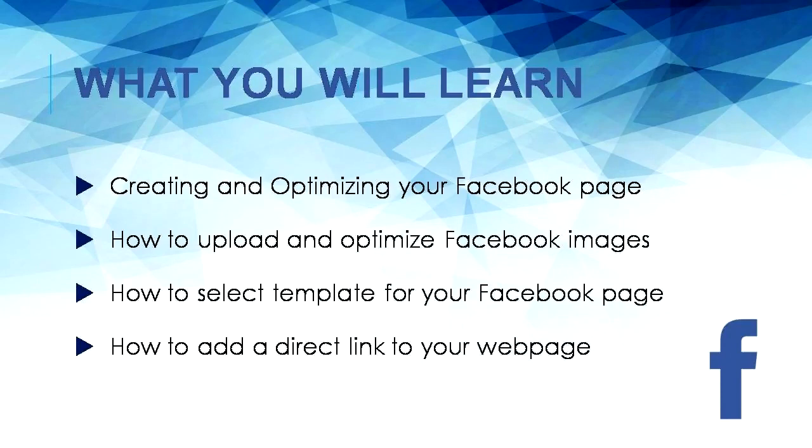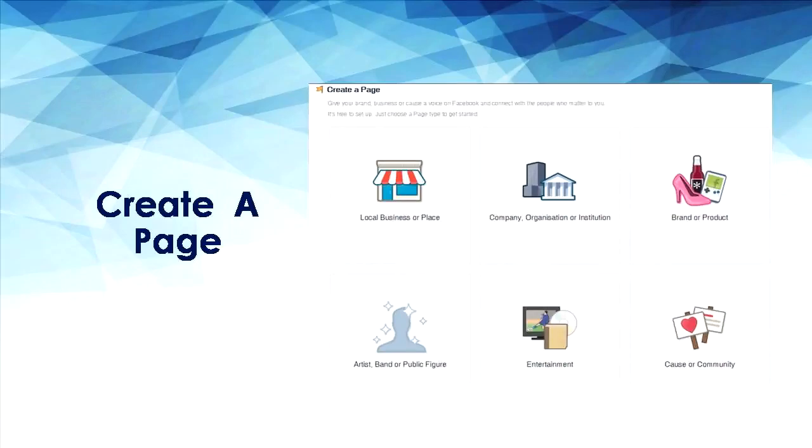Let's start with creating your Facebook page. Select the arrow in the top right corner and then select Create Page. You're then required to choose from 6 categories that your business is in. If you're running a local brick and mortar business, select local business or place. If it's an online business without a physical store, go with brand or product. The other 4 categories are self-explanatory.